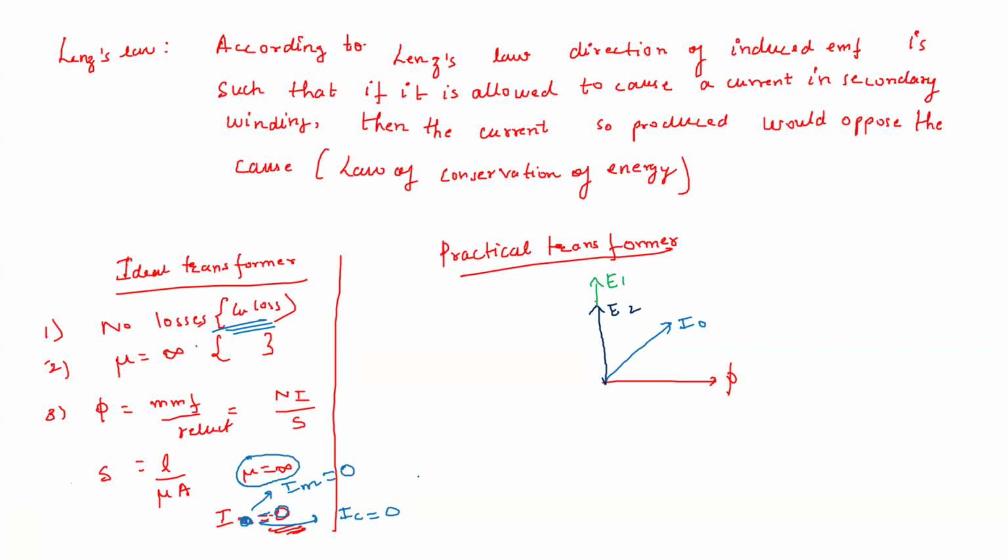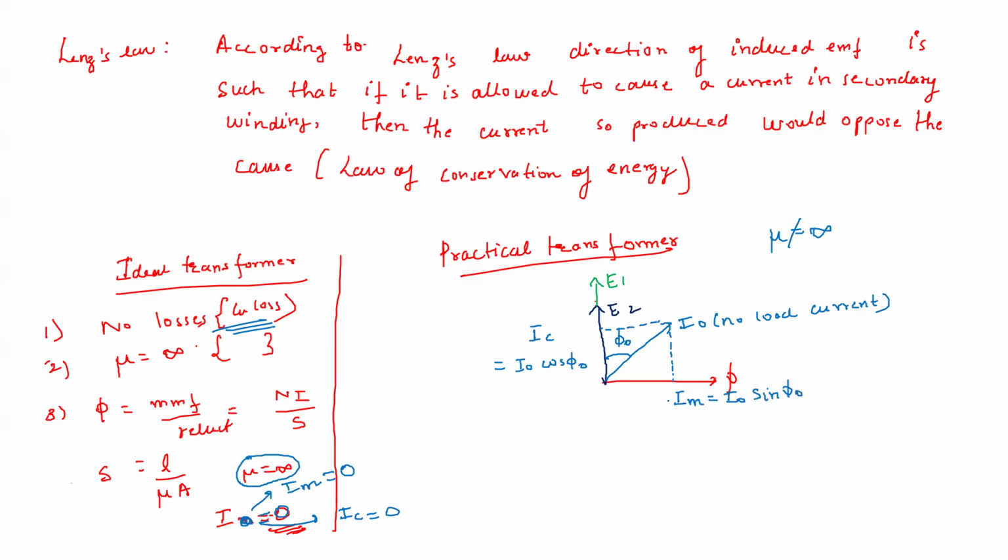So I naught was zero, but right now some I naught is there because there are losses in the system and mu is not equal to infinite. So that is why I naught is coming. Now I naught is having some angle phi naught. So this is the core loss component of the no load current. So this is the no load current. This has a core loss component I naught cos phi naught, and the magnetizing component which is Im, I naught sine phi naught.